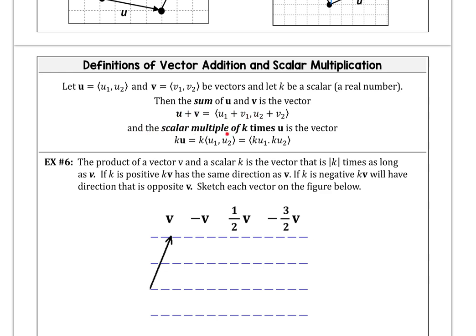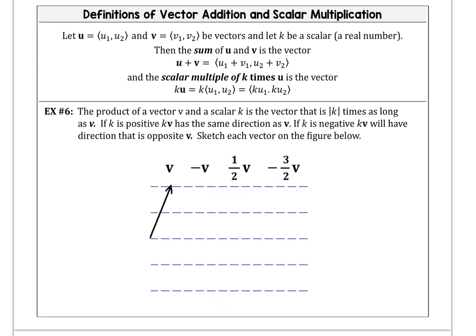And the scalar multiple, we take the scalar real number k times vector u. So you can rewrite that ku as k times component 1 and k times component 2 to get that scalar multiple. So let's look at that from a practical point of view.